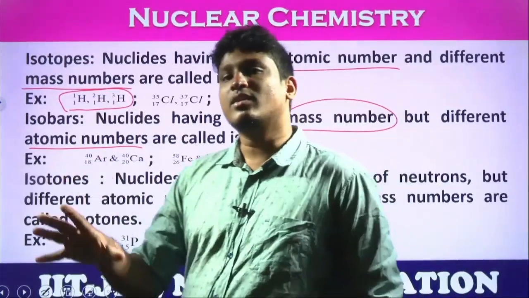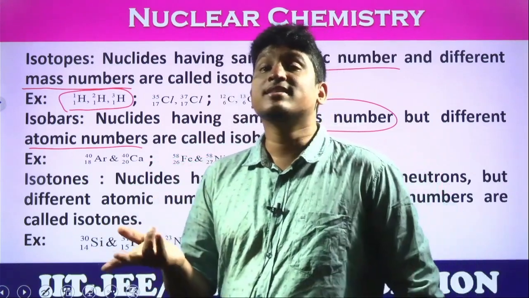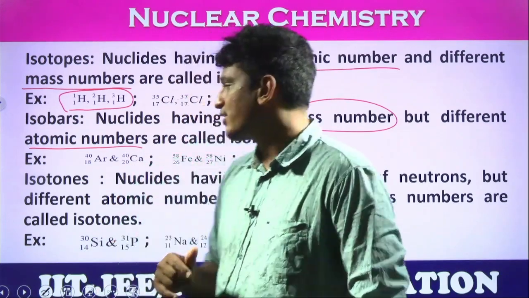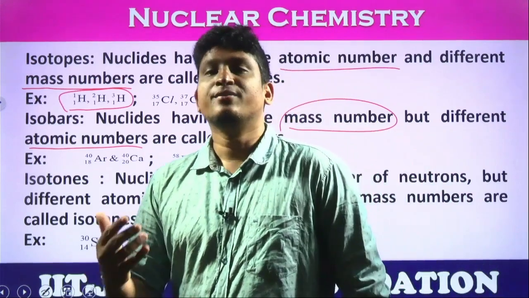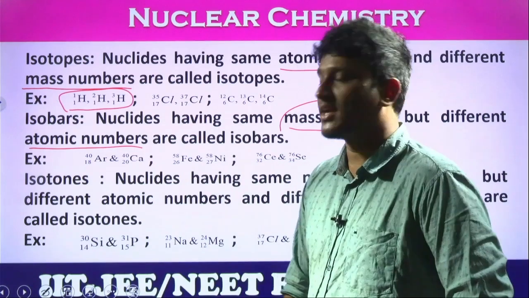Nuclides with different atomic number and different mass number, but having the same number of neutrons, are called isotones. What are isotones, students? Nuclides with different atomic number, different mass number, but having the same number of neutrons. That type comes under isotones.